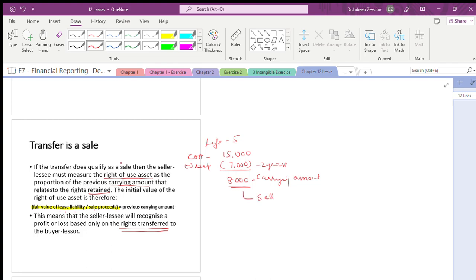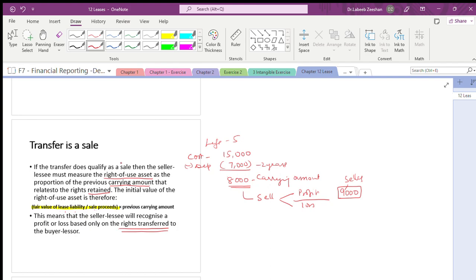Is it right? Either you will sell it at a profit or you are selling at a loss. You are selling at a higher price or at a lower price. Based on that value only, take an example very clearly: the carrying amount is 8,000 and you are selling at 9,000. Definitely, the subsequent measurement should be done based on 9,000.